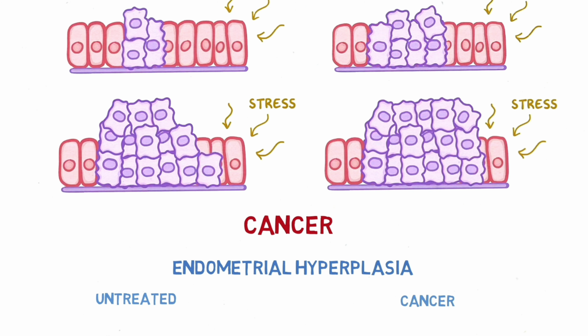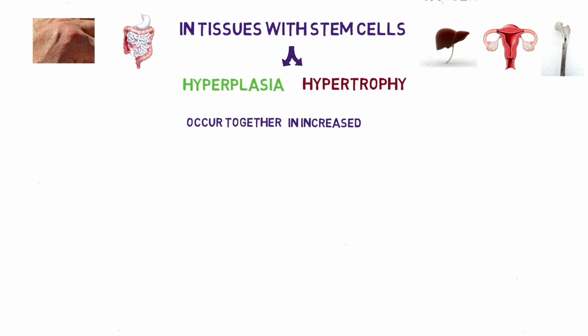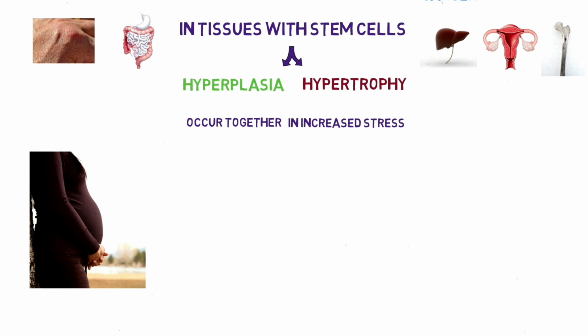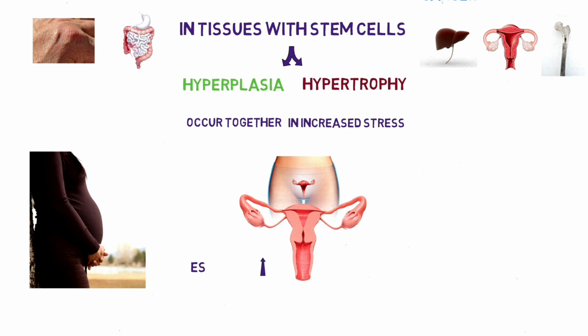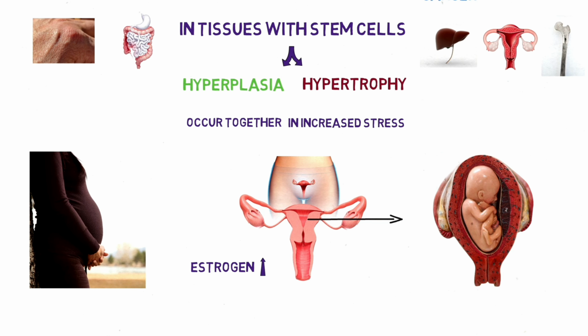Finally, it's important to remember that in tissues that have stem cells, hyperplasia and hypertrophy usually happen together when there is an increased stress. For example, in pregnancy, the uterus gets stimulated by estrogen, which leads to hypertrophy and hyperplasia of the smooth muscle cells in the uterine wall. This means that the cells get bigger and the pack of the cells gets more numerous.